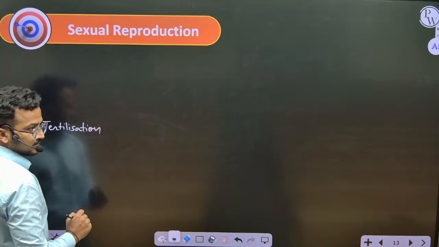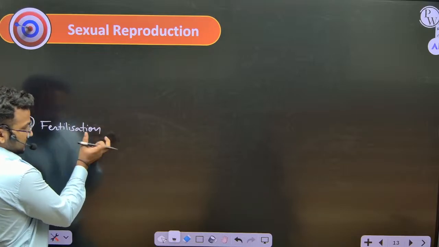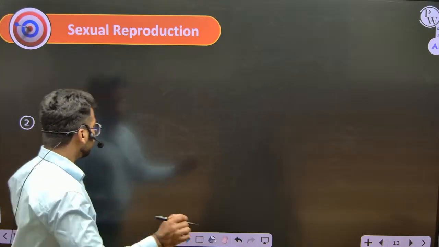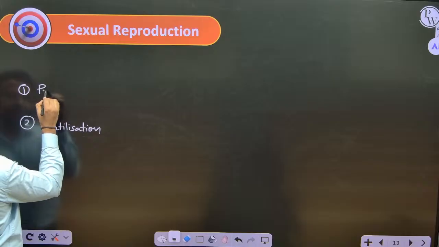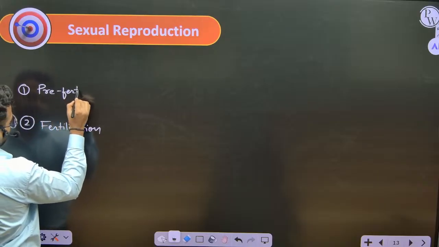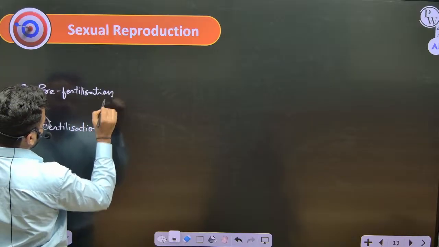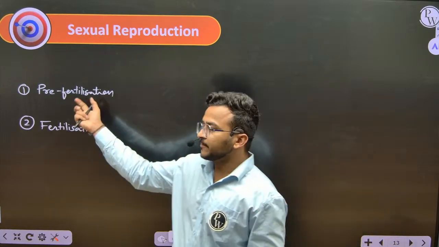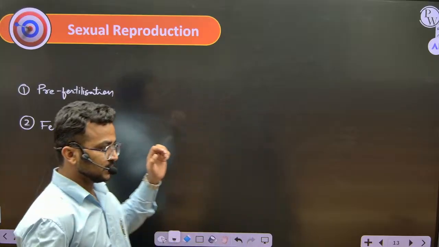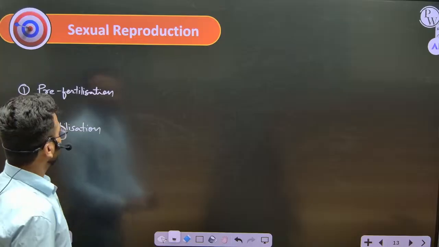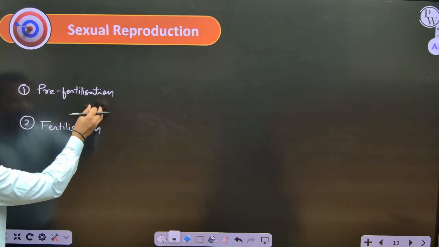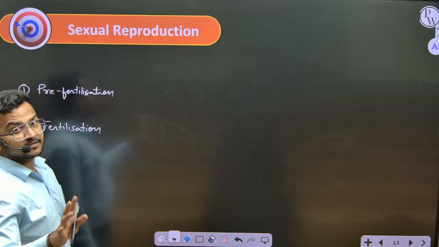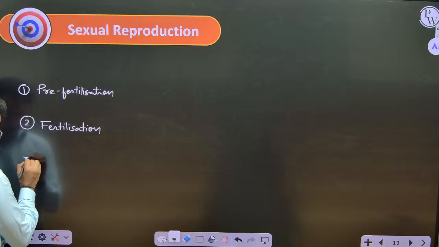Fertilization is nothing but the fusion of male and female gametes. And before the fertilization, gametes are formed. So the structures and events which form before the fertilization event, we call a pre-fertilization event. So this sexual reproduction is divided into three sub-stages or three events. One is pre-fertilization, then the fusion of gametes, that is fertilization. After the fusion of gametes, all the changes, structures and events that take place, we will be learning in the post-fertilization event.